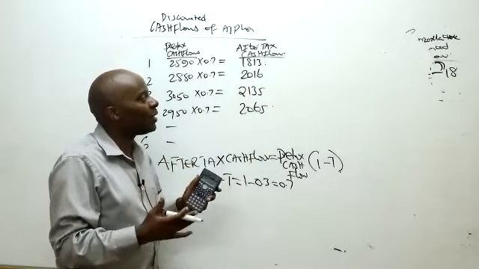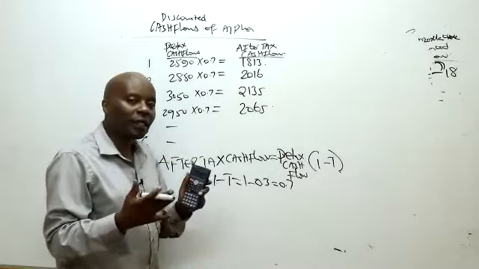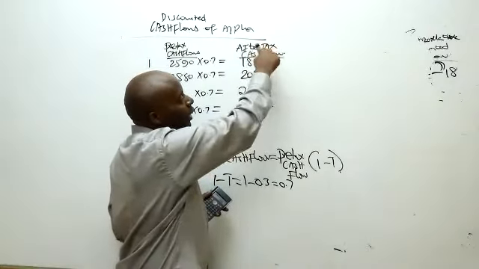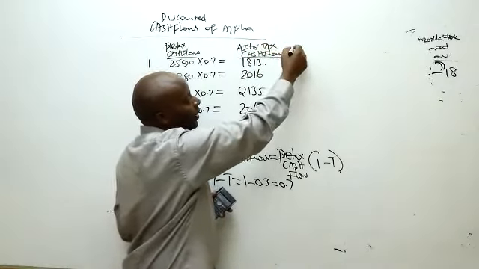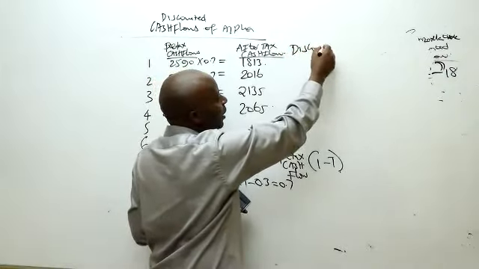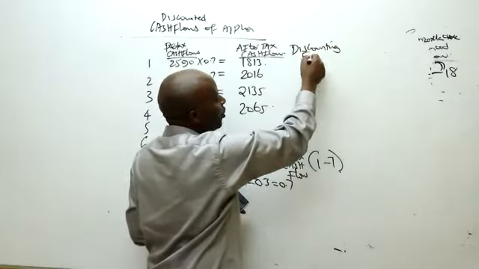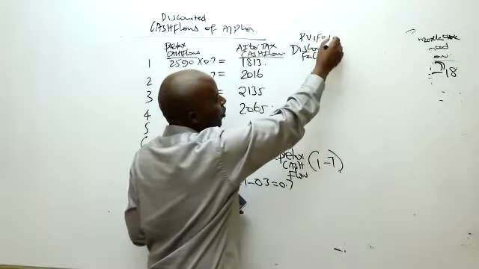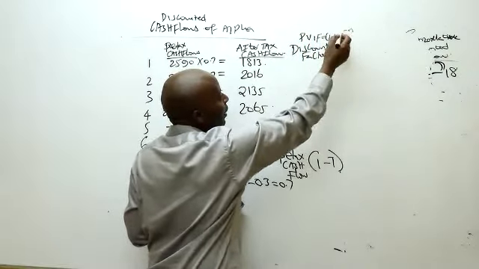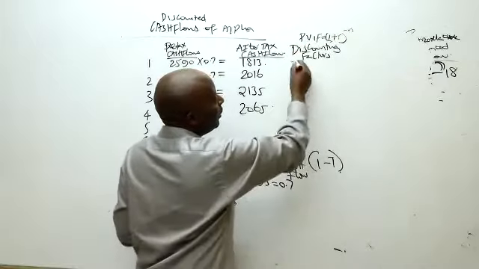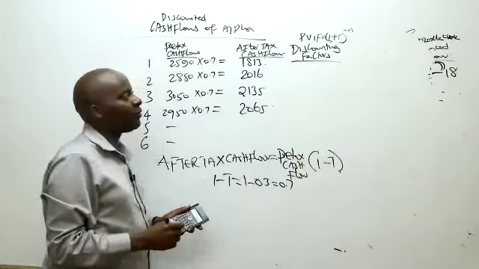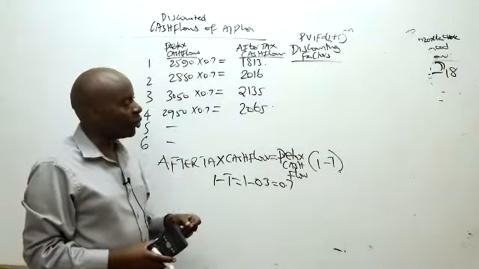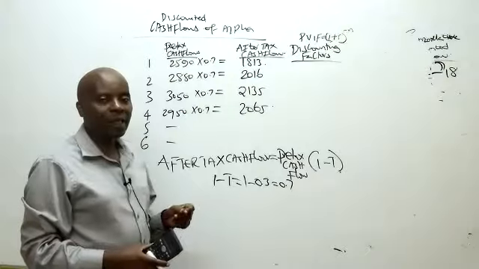Now, having gotten those after-tax cash flows, because this examiner wants me to ascertain the discounted payback period, I need to look at the discounting factors. These are basically the PVs, the present value interest factor, which is 1 plus R raised to negative N.